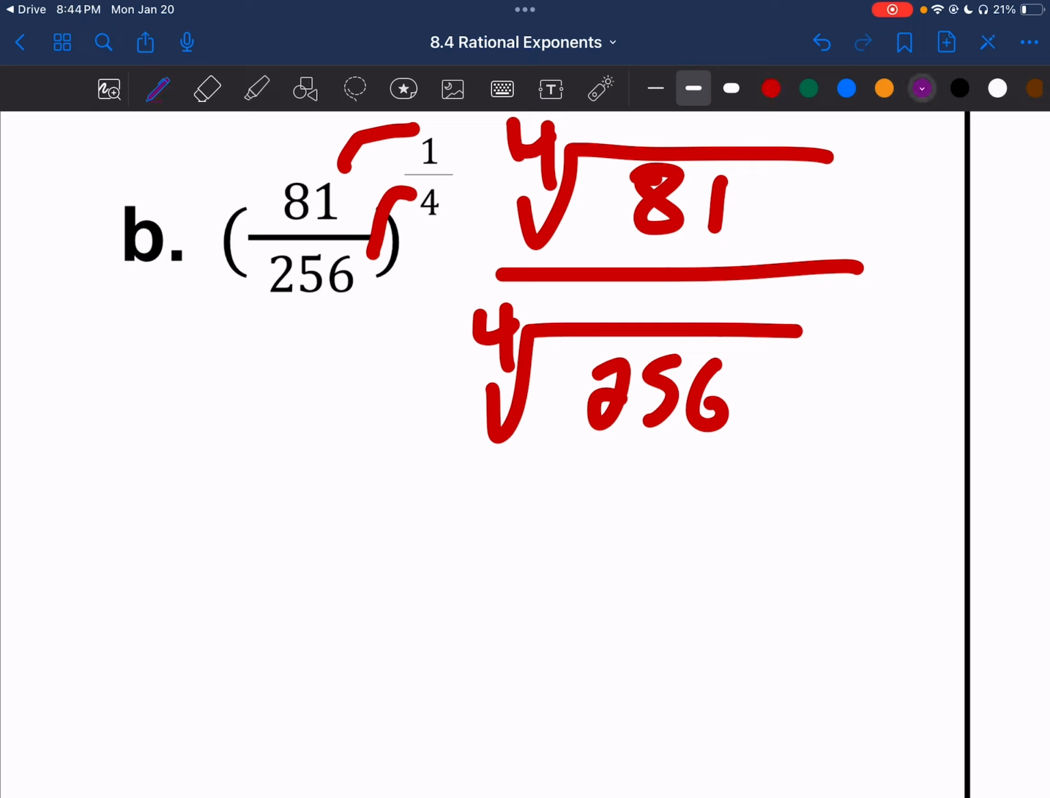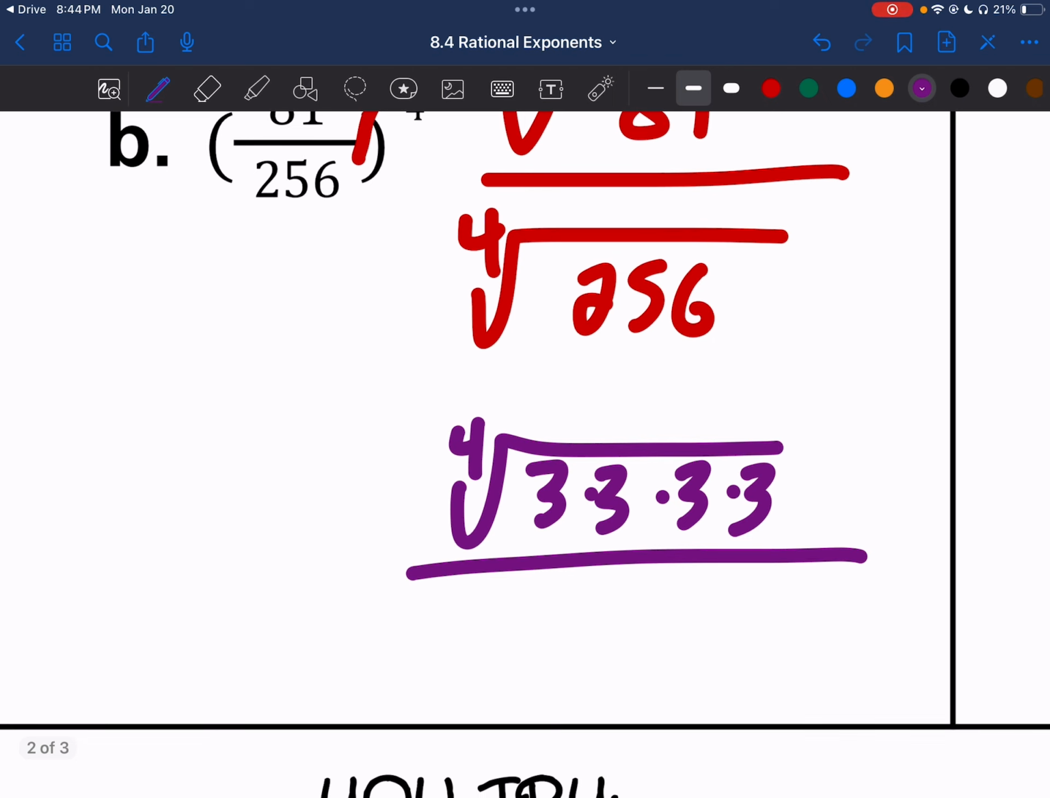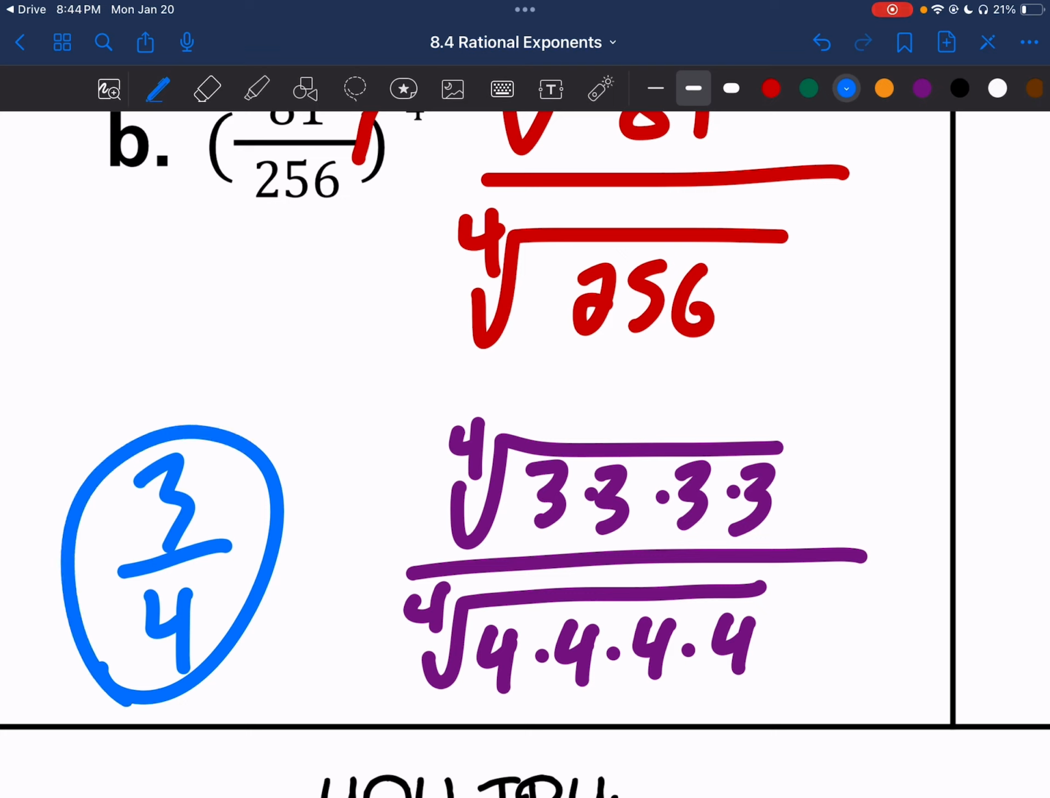Now, we know we've worked with 81 before. We know that that is going to be the fourth root of 3 times 3 times 3 times 3. 256 we've maybe not seen quite as often, but we can work with that. We know we're going to break it up by 4s, so it's going to be 4 times 4 times 4 times 4. And when you take those roots, you get 3 over 4, because you'll have a group of 4 threes and a group of 4 fours.